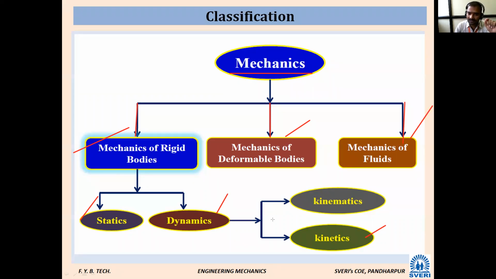In kinetics, we are considering the mass of the body and the forces applying on the bodies which are in motion. Both the forces we are considering: one is the mass of the body and also the forces causing the motion. In kinematics, we are not considering the mass of the body and also the forces causing the motion.